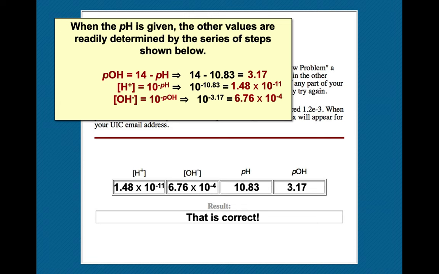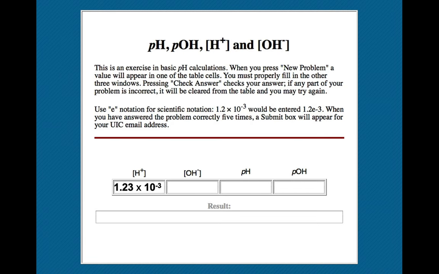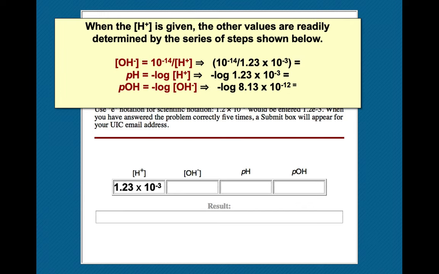Let's do one more. Here we're given hydronium. We need hydroxide, pH, pOH. Hydroxide is going to be 10 to the minus 14 divided by this. Do a simple division, 8.13 times 10 to the minus 12.